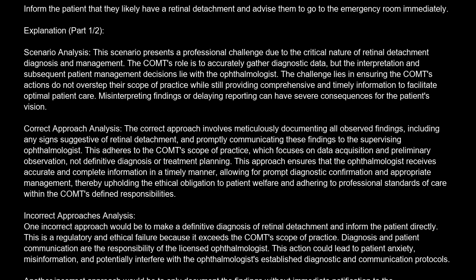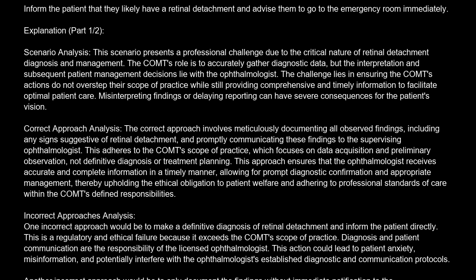Correct approach analysis. The correct approach involves meticulously documenting all observed findings, including any signs suggestive of retinal detachment, and promptly communicating these findings to the supervising ophthalmologist. This adheres to the COMT scope of practice, which focuses on data acquisition and preliminary observation, not definitive diagnosis or treatment planning. This approach ensures that the ophthalmologist receives accurate and complete information in a timely manner, allowing for prompt diagnostic confirmation and appropriate management, thereby upholding the ethical obligation to patient welfare and adhering to professional standards of care within the COMT-defined responsibilities.